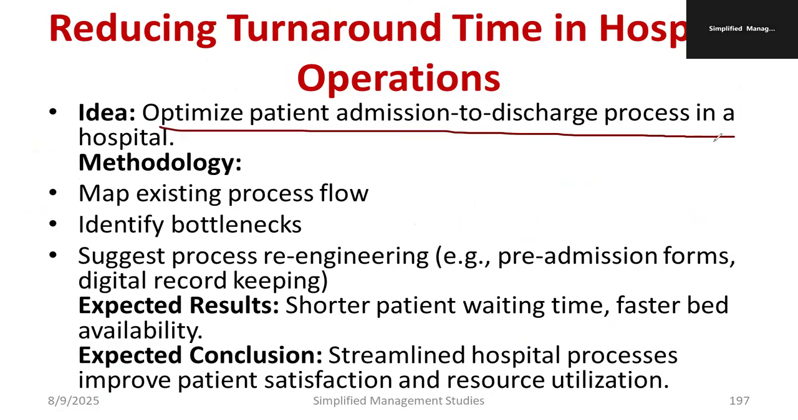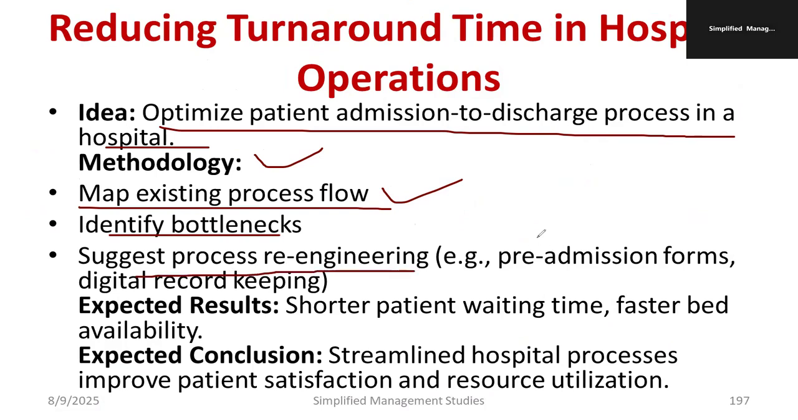Optimize the patient admission to discharge process in a hospital. You can take this project as a live project. You try to go for the existing process flow, then identify the bottlenecks, then suggest a process re-engineering. You have to go for pre-admission forms, digital record keeping, then expected result: shorter patient waiting time, faster bed availability.